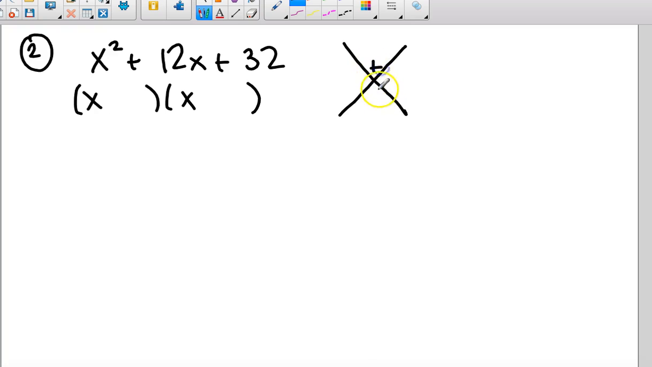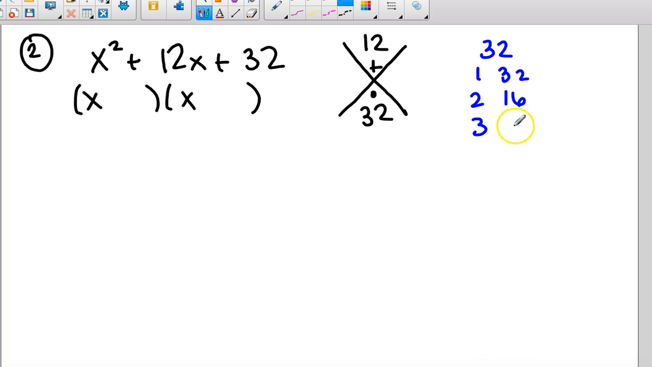So again, up top is plus, on the bottom is times. Up top is always the middle, so that's 12. The bottom is the last, so middle to last. Okay, so now we got to ask ourselves, what numbers, when I multiply them, give me 32, but when I add them, give me 12. So again, it helps to start with your factors of 32. So I can just start listing them, like 1 times 32, 2 and 16. I have 3, oh, not 3, my bad. I have 8 and 4, so 4 and 8.